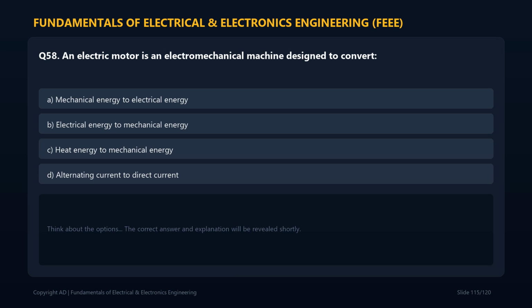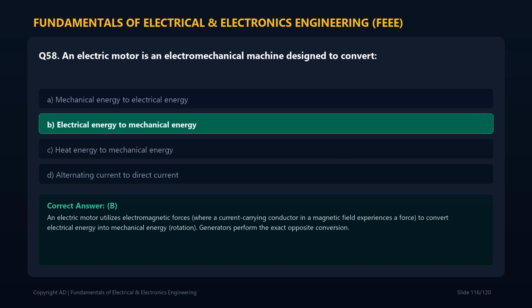Question 58. An electric motor is an electromechanical machine designed to convert option A, mechanical energy to electrical energy. Option B, electrical energy to mechanical energy. Option C, heat energy to mechanical energy. Option D, alternating current to direct current. The correct answer is B, electrical energy to mechanical energy. An electric motor converts electrical energy into rotational mechanical energy, working on electromagnetic principles.